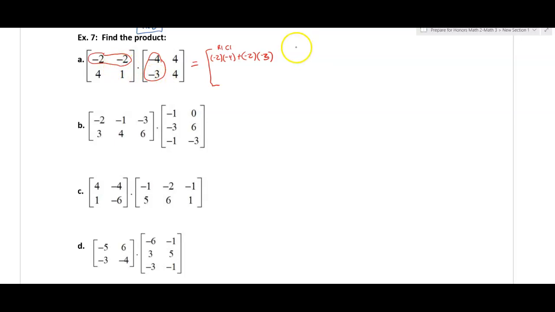Now next, we're going to do row 1, column 2. So row 1 times column 2. So again, it's negative 2 times the first term, 4, plus negative 2 times 4 again. Next, we know it's row 2, but now column 1. So row 2 times column 1. So that would be 4 times negative 4 plus 1 times negative 3.